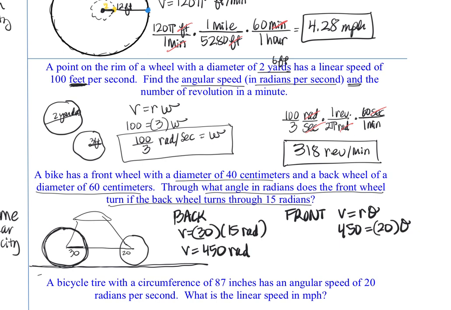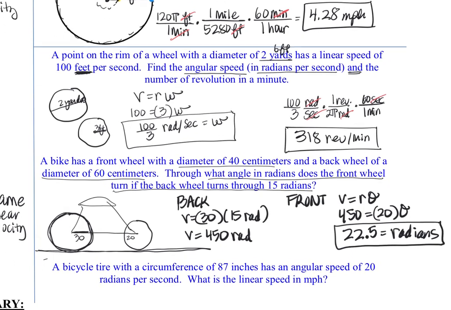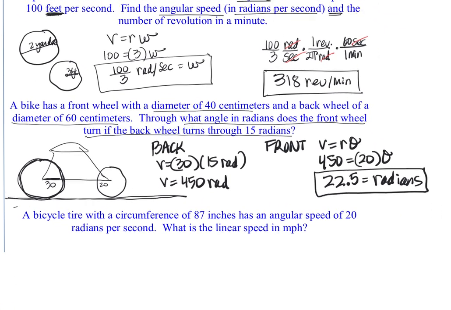The radius is 20 here. So if I divide that out, what does that give me? I think it's 22.5. That's our radians. Very good. Okay, so this is our answer. Alrighty, so last one. Yay.